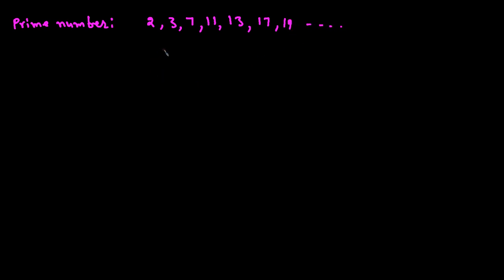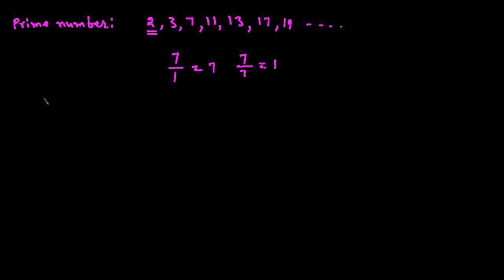These are the numbers greater than 1, so 1 is not included, that are only divisible by themselves and 1. For example, 7: you can't divide it by any other number unless you get a decimal or fraction. We need a whole number, so 7 is not divisible by any other number. Only 1 gives me 7, or 7 divided by 7 gives me 1. One interesting thing here is that 2 is the only prime number that is even. The rest of the prime numbers are all odd.